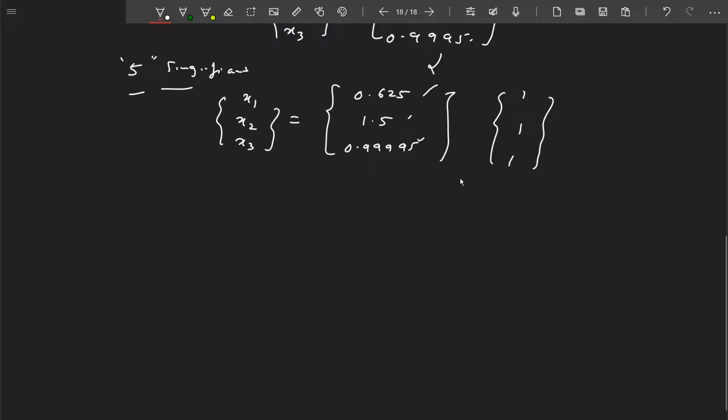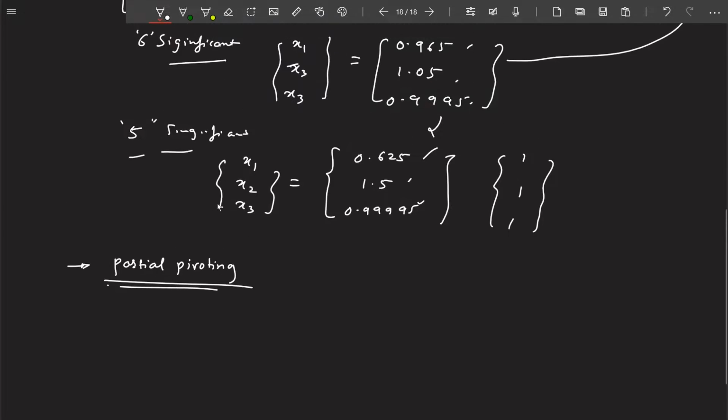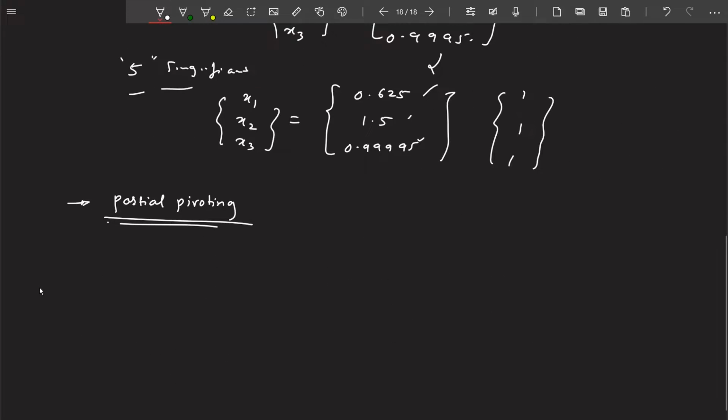Now to circumvent this pitfall, we have a solution, and that solution is known as partial pivoting. So what is partial pivoting? I'll explain it to you with an example. Basically, what happens, or let me explain it to you here.